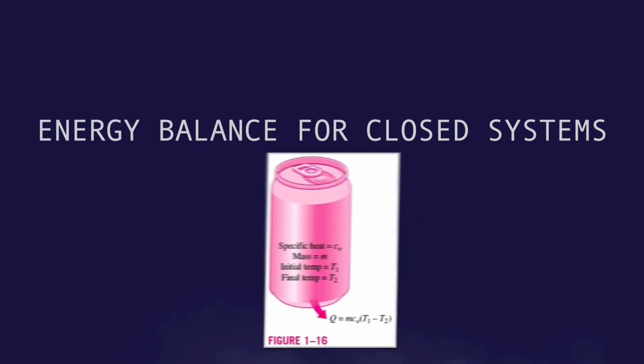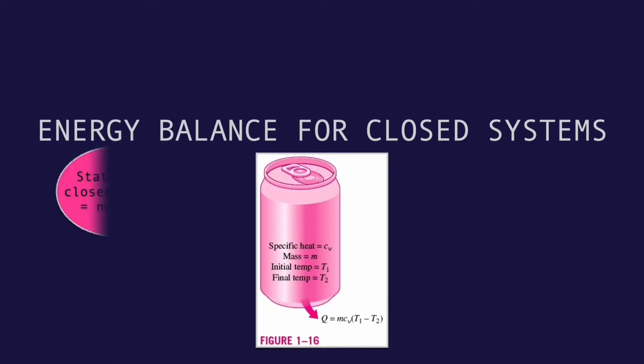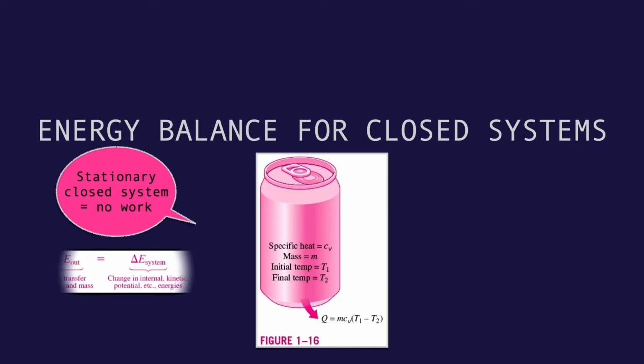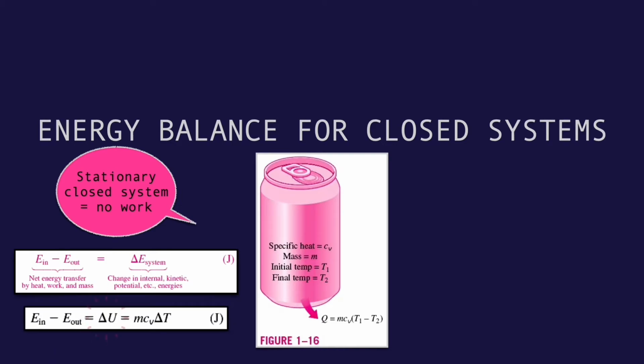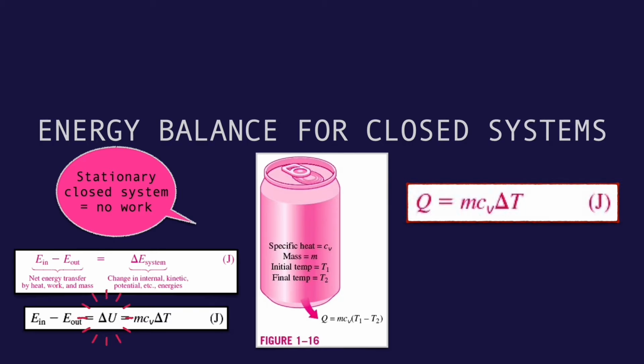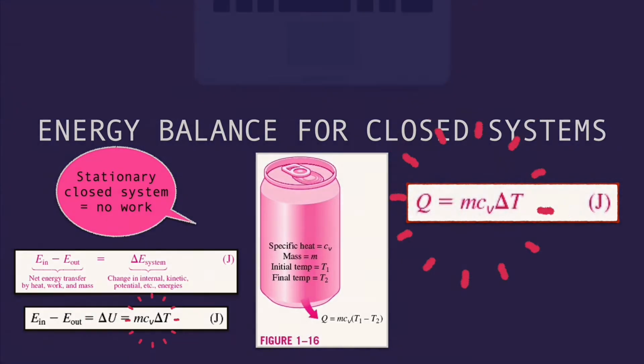A closed system consists of a fixed mass. For most systems encountered in practice, the total energy consists of the internal energy, denoted as U. In the absence of work interactions, the change in the energy content of a closed system is equal to the net heat transfer.